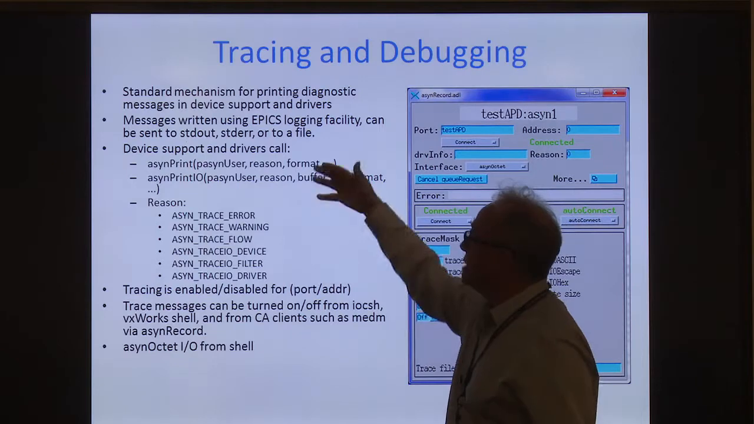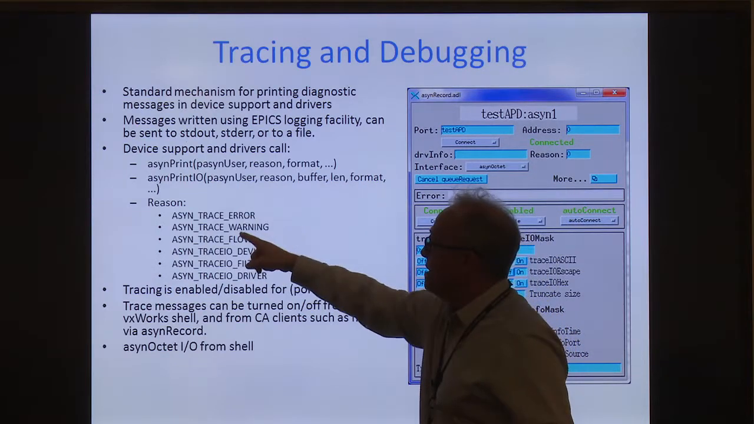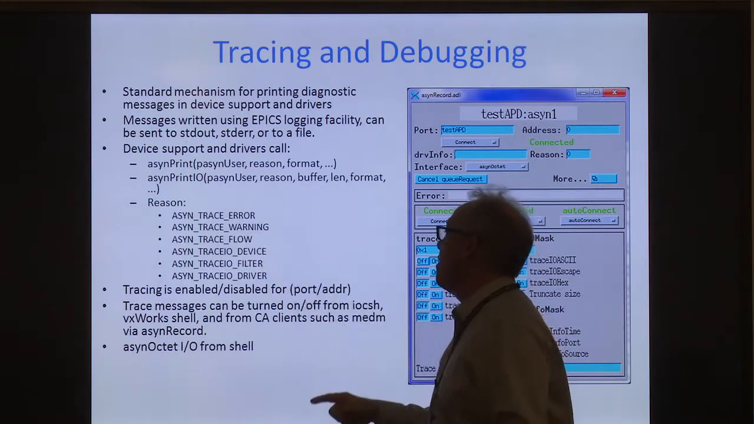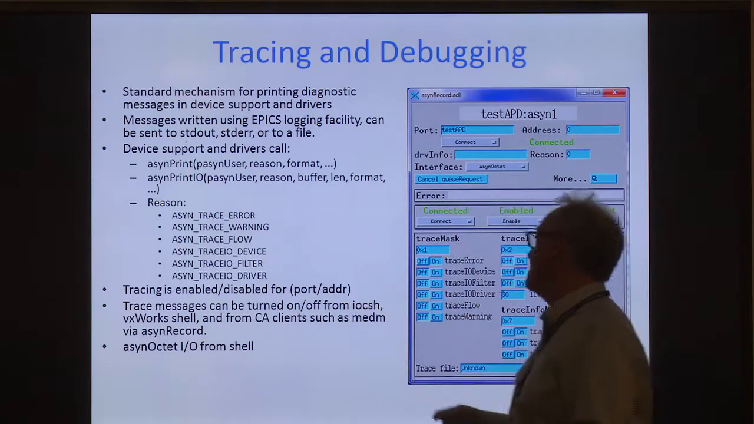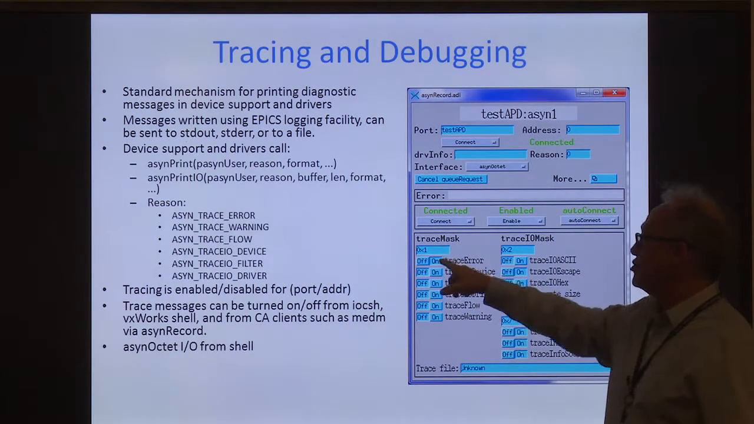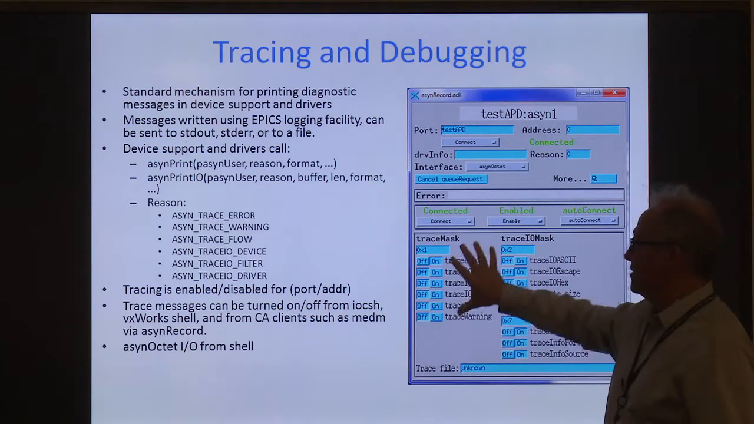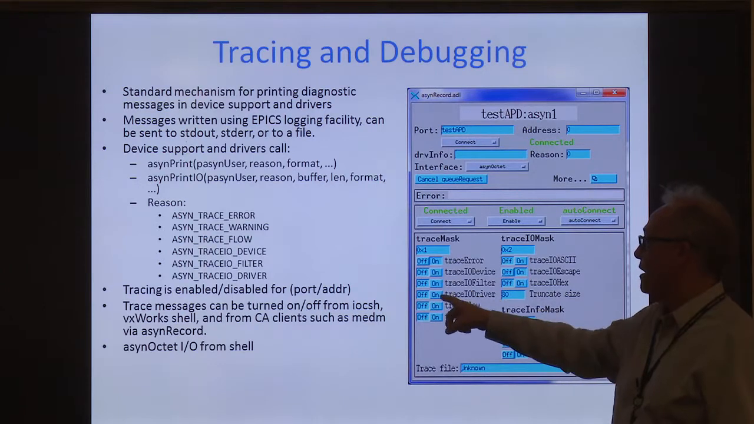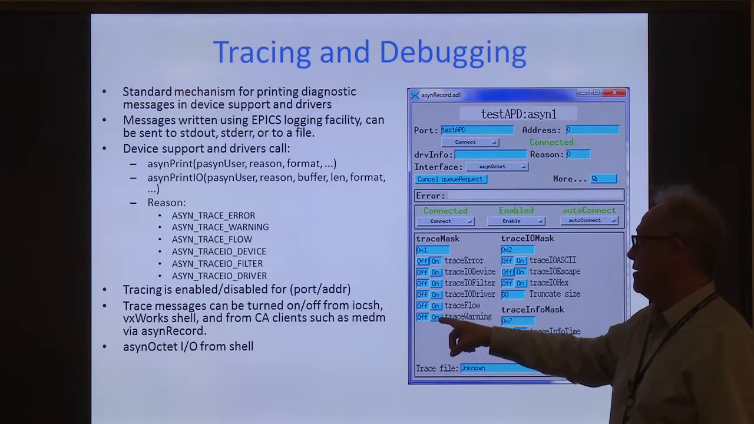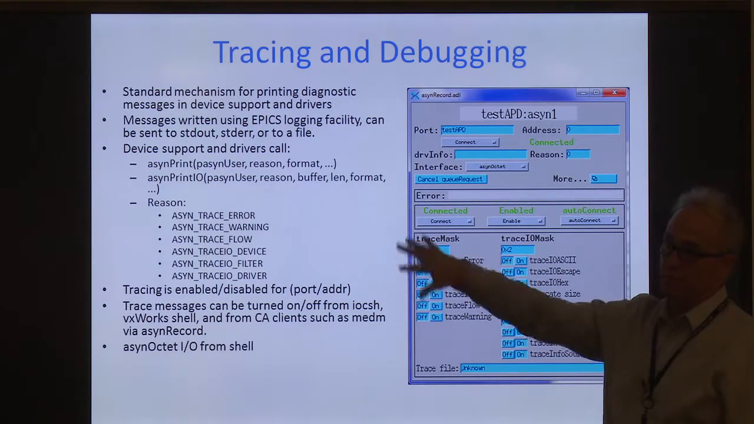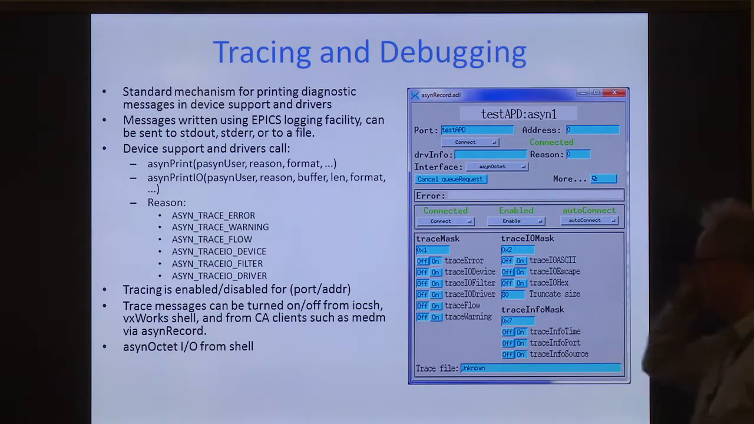The user at runtime can enable and disable all of these types of messages. By default, usually when asyn manager creates a port, asyn trace error is enabled, but all the others are disabled. But with your MEDM screen here, you can turn on debugging at all these other levels, and you can also do that at the IOC shell command, either one. You do it with the GUI.